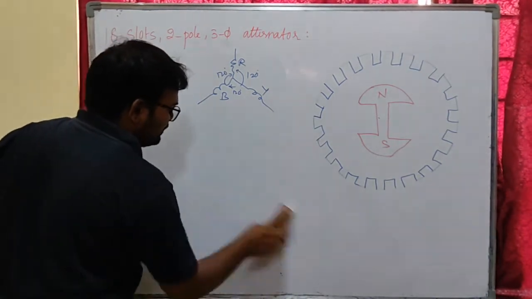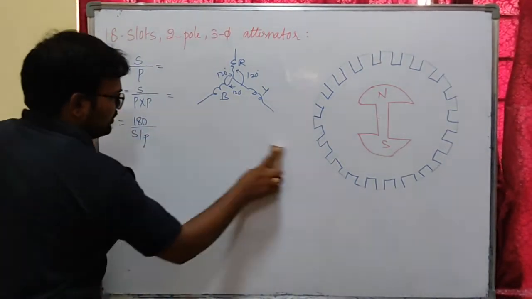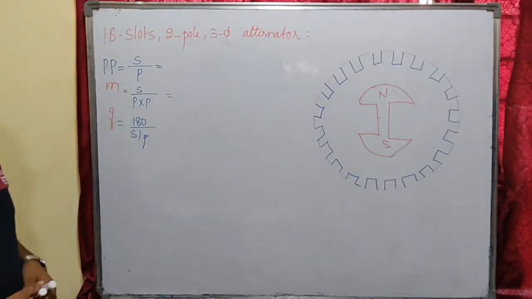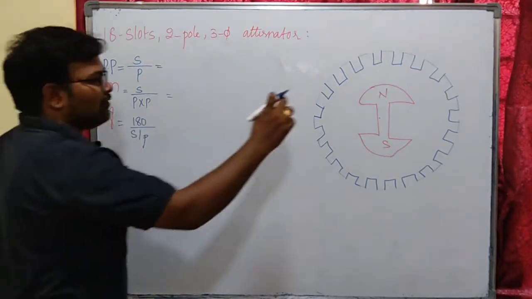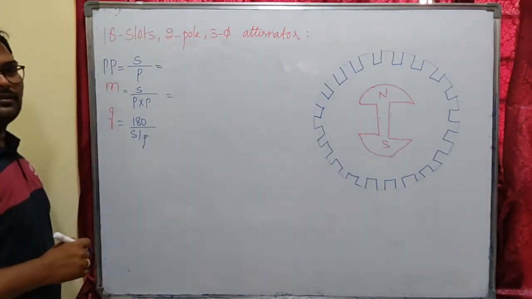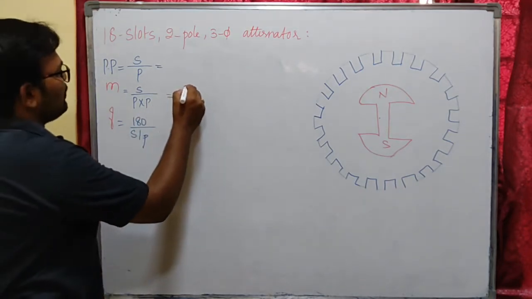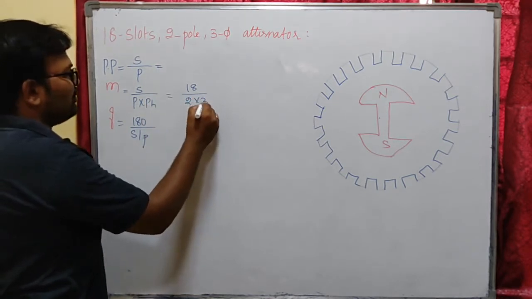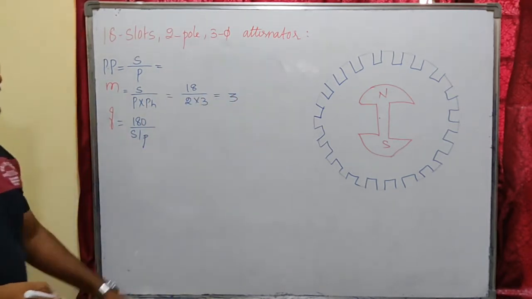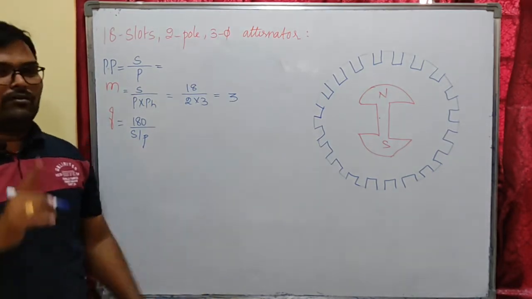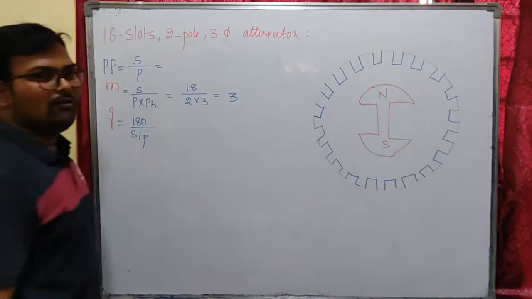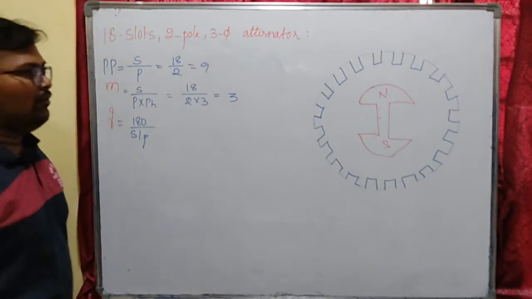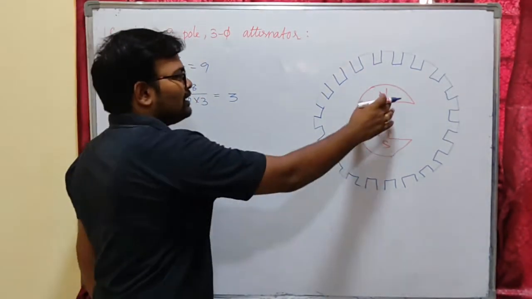You will be having 3 phases, R phase, Y phase and B phase, in a 3 phase system, and these 3 are 120 degrees away from each other. What is M saying? M says how many slots are available under one pole for one phase. We have 3 phases. The number of slots is 18 in this example, the number of poles is 2 and the number of phases is 3. That gives us the value of 3. That means there are 3 slots under one pole for one phase. What is the pole pitch here? That is 18 divided by the number of poles, which is 9. That means one pole has a span of 9 slots.